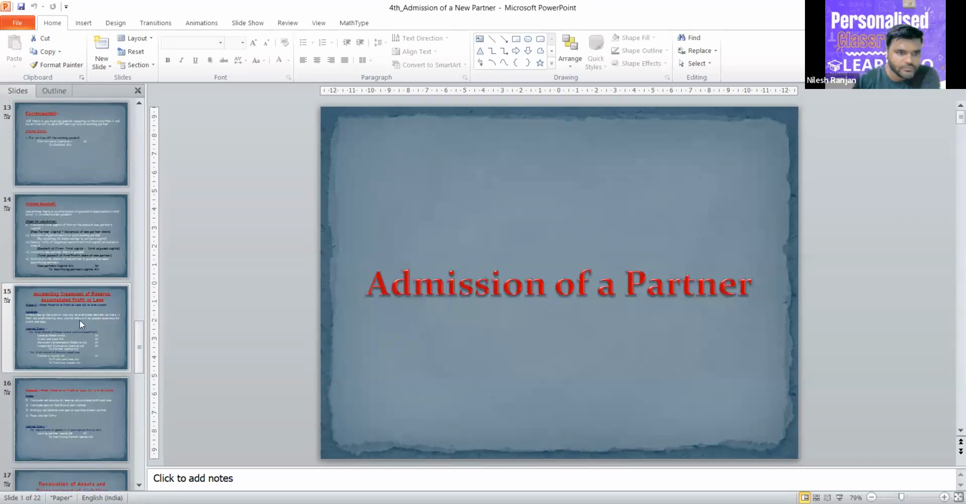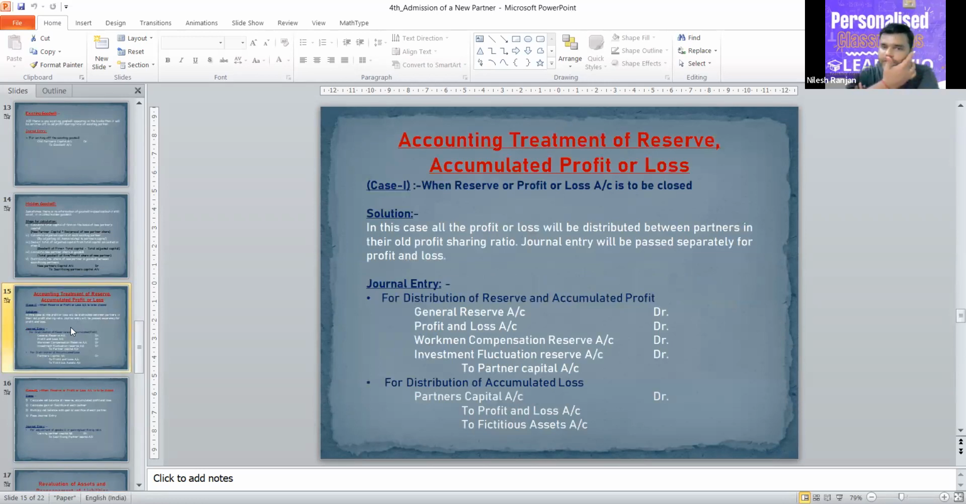Now, accounting treatment of reserves, accumulated profit and loss. We have discussed this concept in our previous chapter also, like change in profit sharing ratio. Do you remember the concept? So there are two cases in this also.